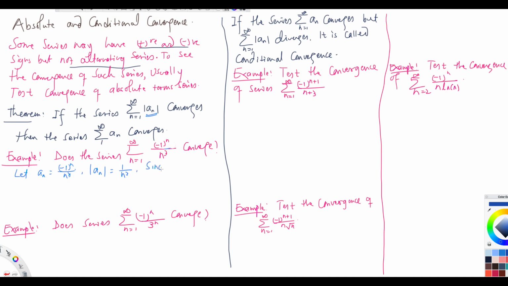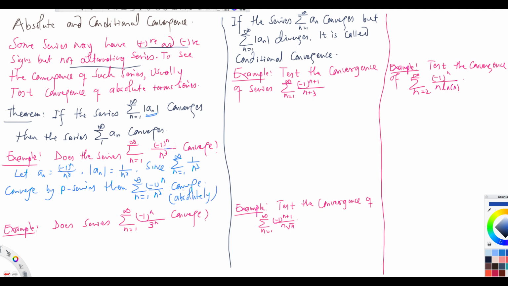So does the sum from n equals 1 through infinity of 1 over n cubed converge? This absolute value series converges by what? P series test, right? It converges because the p in n to the p is greater than 1. By the P series test, the regular series, the sum from n equals 1 through infinity of negative 1 to the n over n cubed, also converges. Basically we call this series convergent absolutely. So the series converges absolutely.